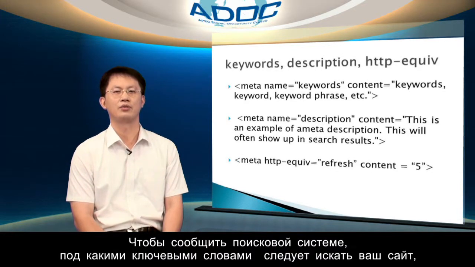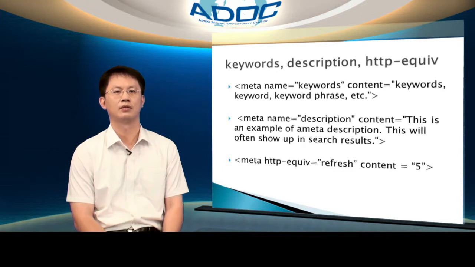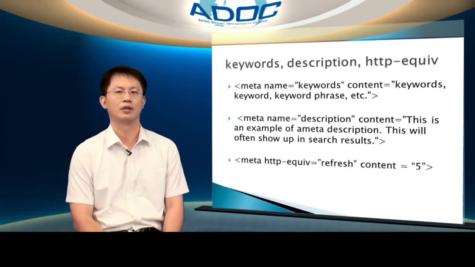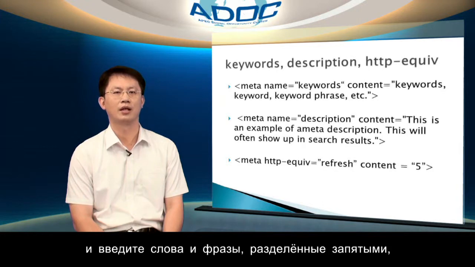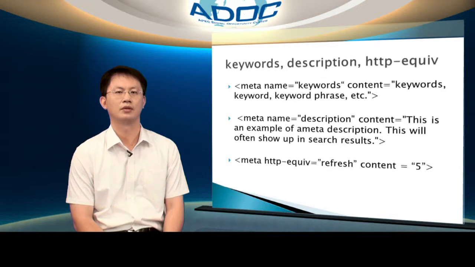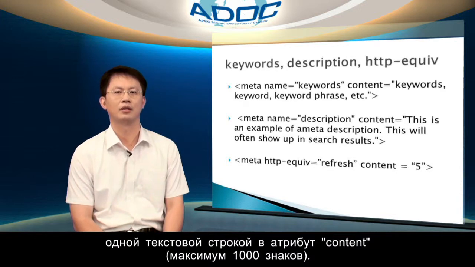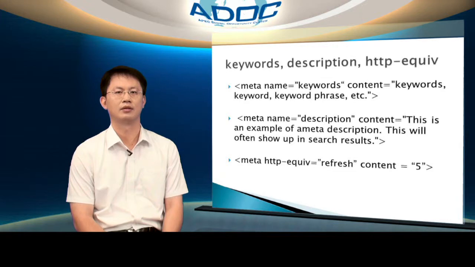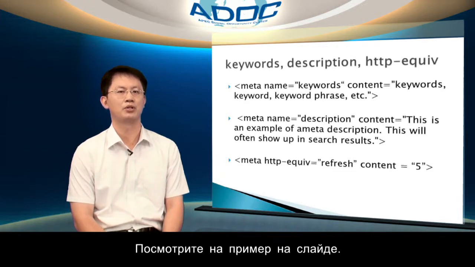To tell the search engine what keywords your page should be found under, set the meta element's name attribute to keywords, and assign the words and phrases separated by commas in a single text string to the content attributes. And you have 1,000 characters. And look at the example we show in the slides.